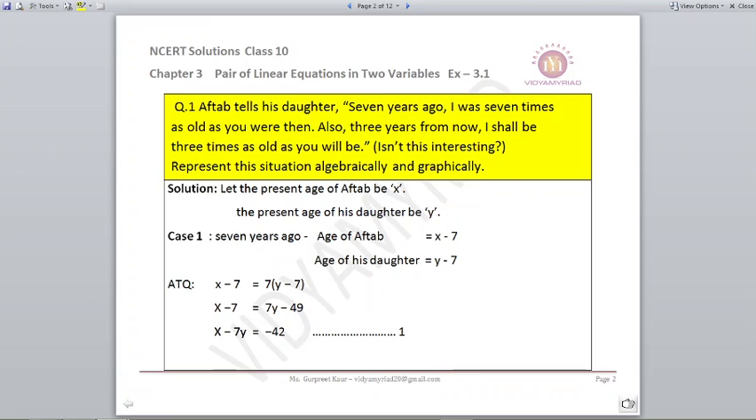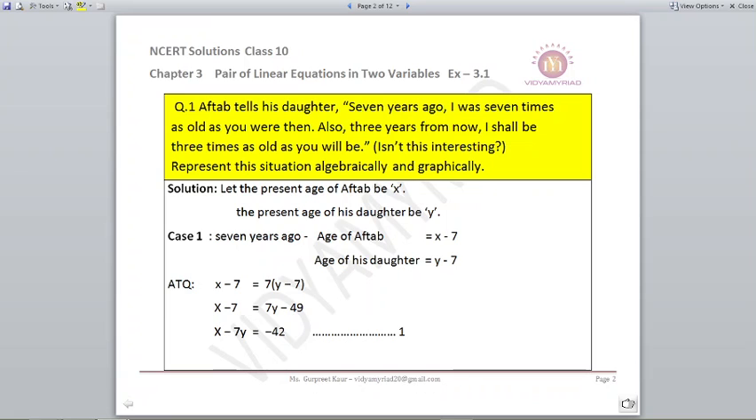Now let us consider the situation, what they are trying to say. Here we don't know Aftab's age, so let us assume Aftab's present age be x and the daughter's age be y. So Aftab is x and daughter is y. So let us consider case number 1.